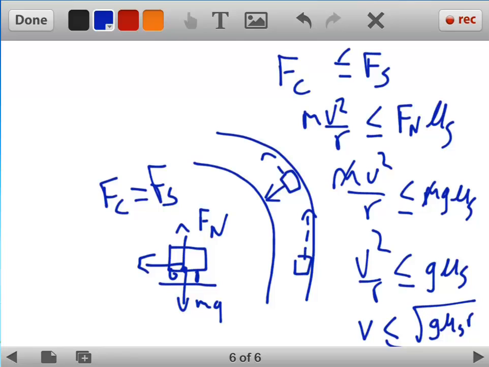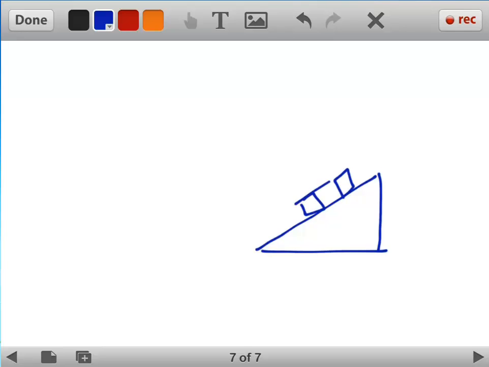Okay, so that's a pretty straightforward case. It gets a little bit more complex when we think about a banked turn. Some of your assignment today is going to be about this. If you've got a car on a banked turn, then you've got forces acting in multiple directions.